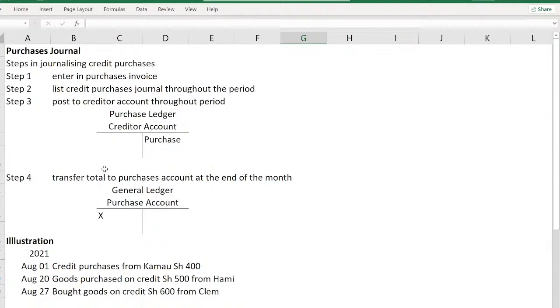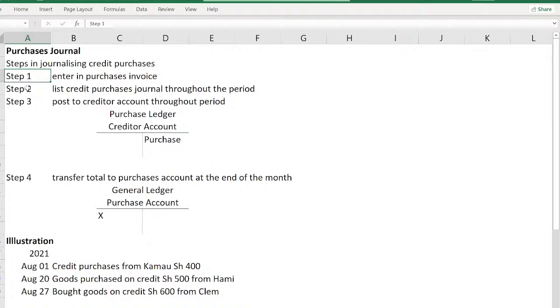Let's look at the purchases journal. We are going to look at the same steps as the sales journal. For the purchases journal, the steps in journalizing the credit purchases. Step 1, enter the purchase invoice.